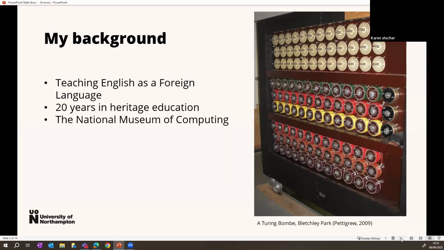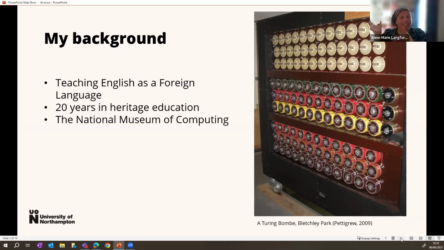So my background is I spent a fair amount of time starting my career teaching English as a foreign language. And from that, I went into heritage education. I worked in a lot of different museums, archives, and before I joined HE, I was at the National Museum of Computing, which is situated on Bletchley Park.